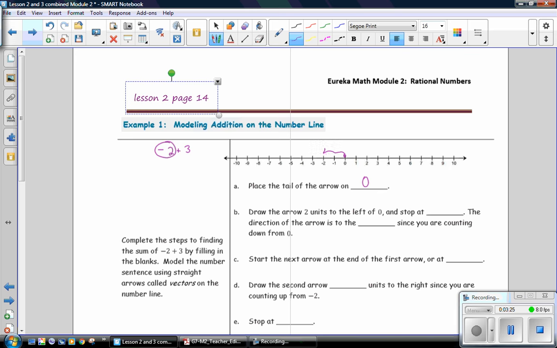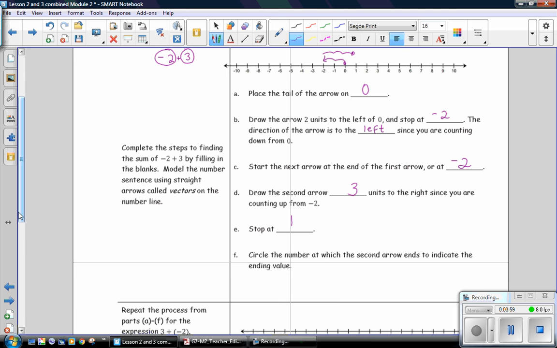1, 2. And we stop at -2. The direction of the arrow is to the left since you are counting down from 0. Start the next arrow at the end of the first arrow, or at -2. Draw the second arrow. The second arrow is 3 units, 3 units to the right since you are counting up from -2. 1, 2, 3. And we stop at +1. Circle the number at which the second arrow ends to indicate the ending value.